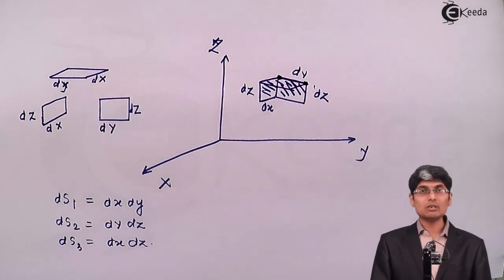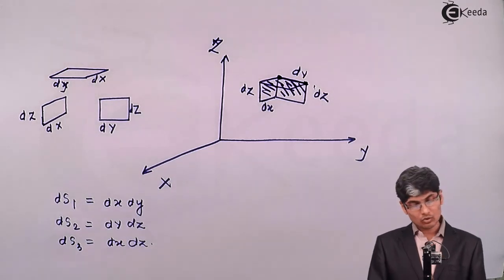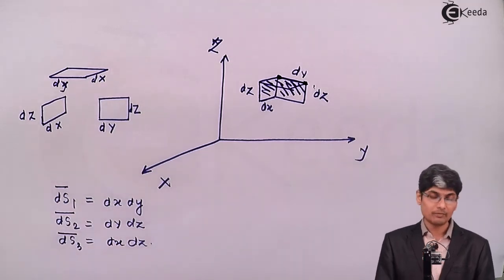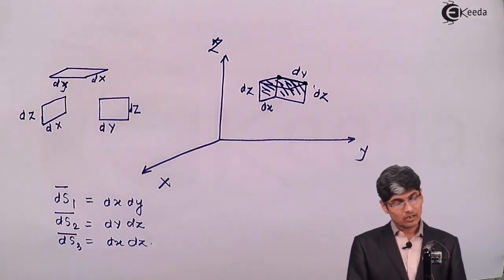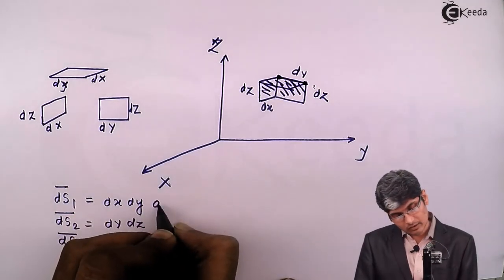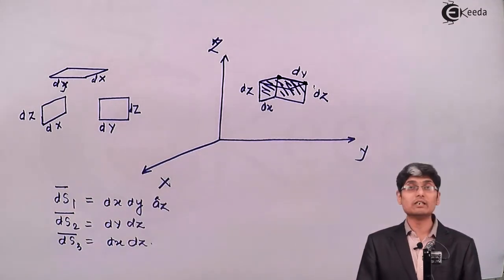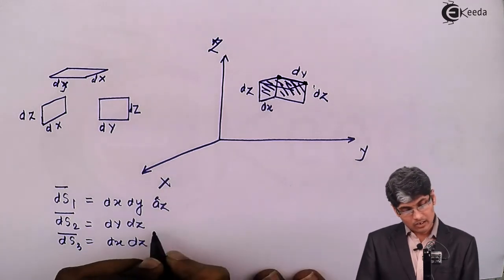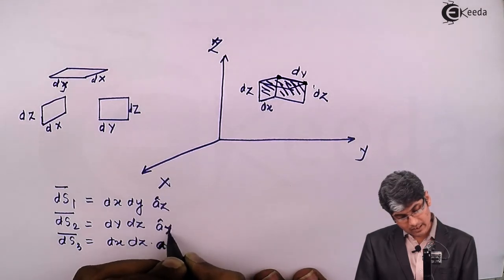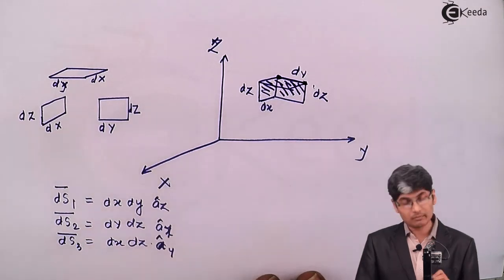Now we normally denote areas also as vectors. So these are ds1 bar, ds2 bar, and ds3 bar, and how they are vectors is this: if I consider dx dy, then the unit vector will be normal to both, which is az. Here it will be ay, here it will be ax, and here it will be ay cap.